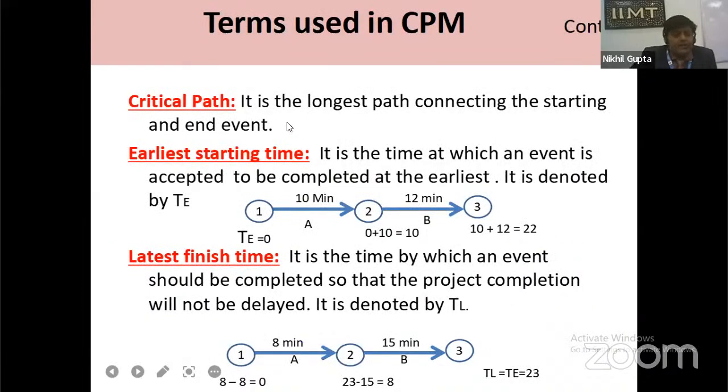What is the critical path? In any network, it is the longest path connecting the starting and end event.